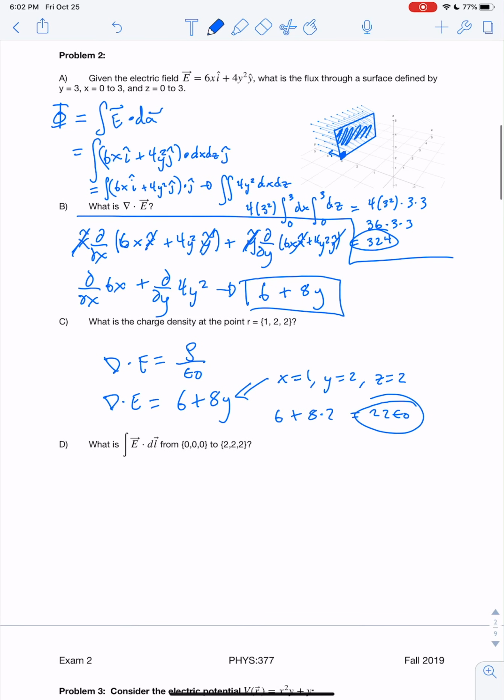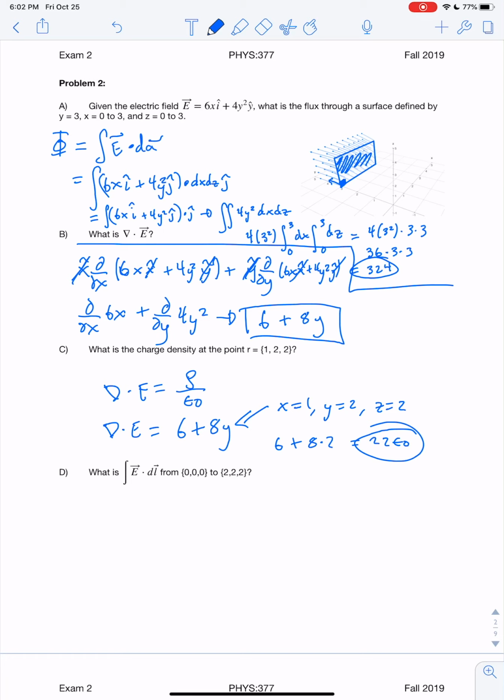And then we want to do the integral of E dot dl from 0, 0, 0 to 2, 2, 2. So we're going to take the integral of E, which is 6x x hat plus 4y squared y hat. We're going to dot it into a line element. Okay, this is where I saw a lot of mistakes. We're going to dot it into dx x hat plus dy y hat plus dz z hat.